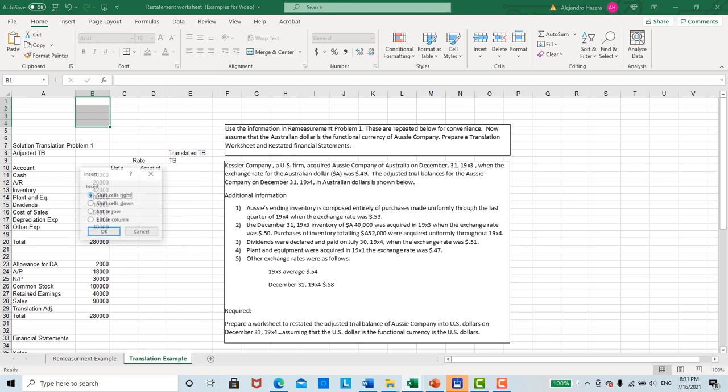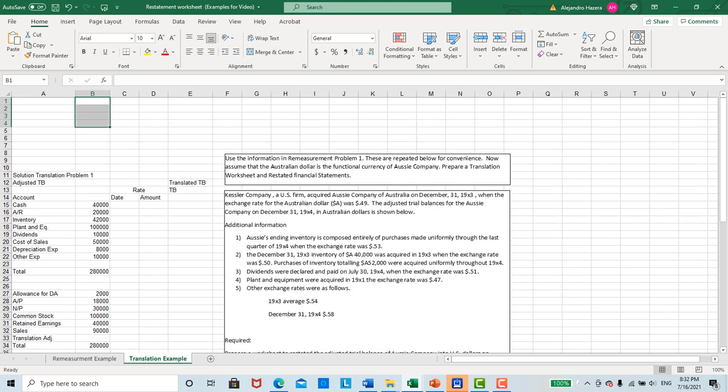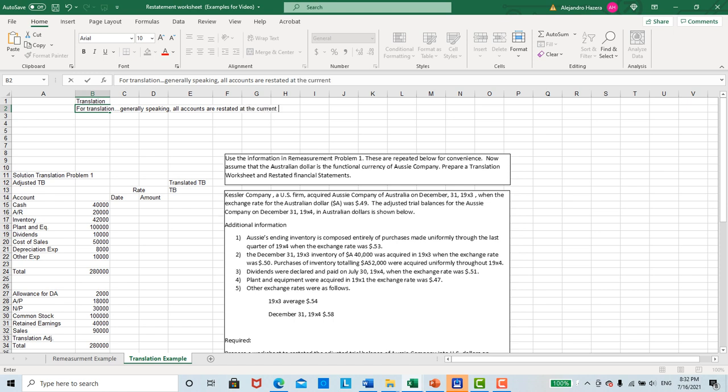Okay, so I'm gonna go ahead and insert a few rows here. So let's go over, so this is translation, and I had some PowerPoints in the last one. I just want to go over the 3 rules of translation. For translation, generally speaking, there's one exception, but we'll get to it. Generally speaking, all accounts are restated at the current exchange rate.